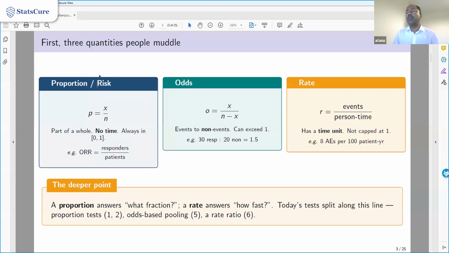However, both calculations come in the same way, a simple calculation x upon n, where x is the number of events that occurred, out of how many people. So these are basically the proportion or risk calculations. But here the event is given as a percent. Odds are basically event versus non-event. This terminology many times we use very loosely.